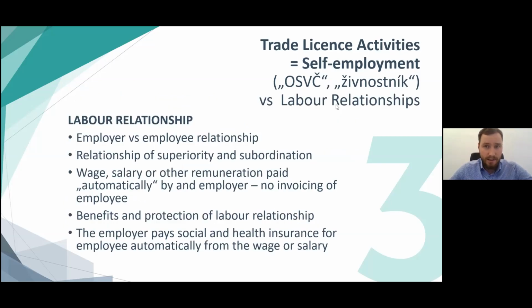On the other hand, there's the labor relationship, so the employer and employee relationship. This is a relationship of superiority and subordination. Wage, salary, or other remuneration is paid automatically by the employer. There's no invoicing. The OSVČ, the živnostník, gets the money from an invoice that's paid by the orderer. There are many benefits and protections in this labor relationship. And the employer has to pay social and health insurance for the employee automatically. So that's a big benefit for you if you're in a labor relationship.